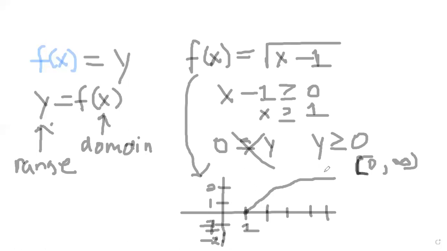This graph steadily increases. It doesn't look like it, but it's going to go to infinity. It's a very slow increase, but it's going to increase. So it increases to infinity, and this will be your range. From 0, including 0, all the way to infinity, or y greater than or equal to 0. That is your range.